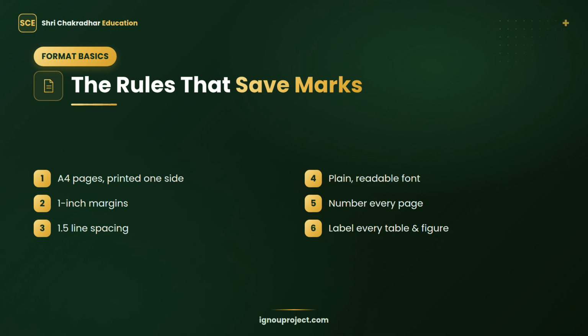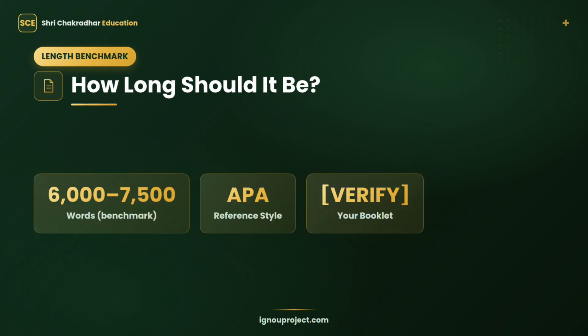So follow the basics exactly. Type the report on A4 pages, printed on one side with clean 1-inch margins and 1.5 line spacing. Use a plain, readable font, number every page, keep your headings consistent and label every table and figure. As a length benchmark, the official tourism project runs around 6,000 to 7,500 words, excluding references and appendices.